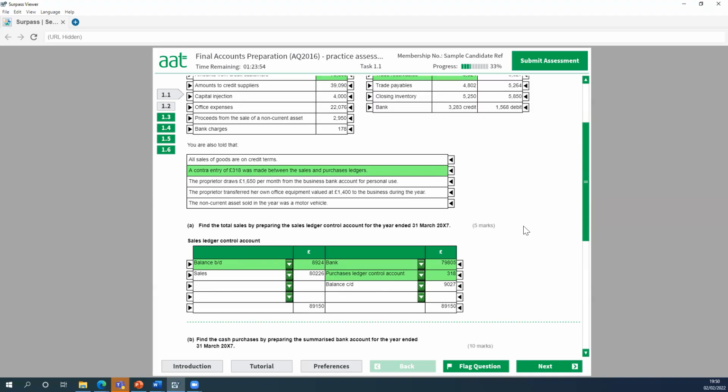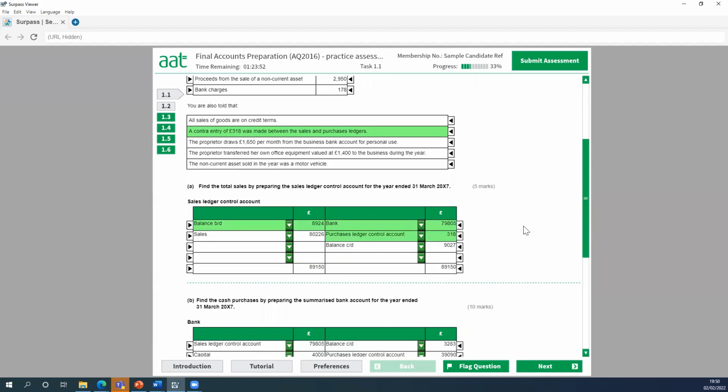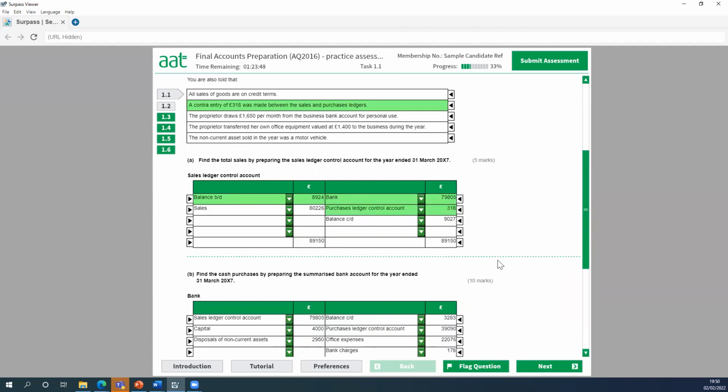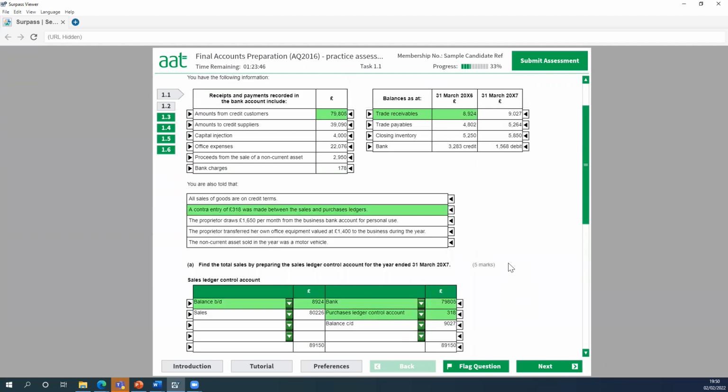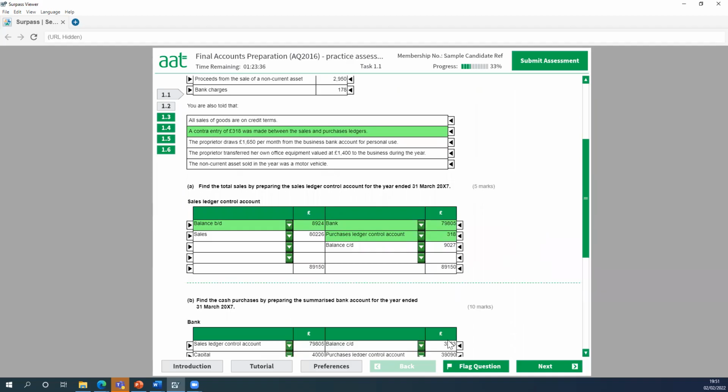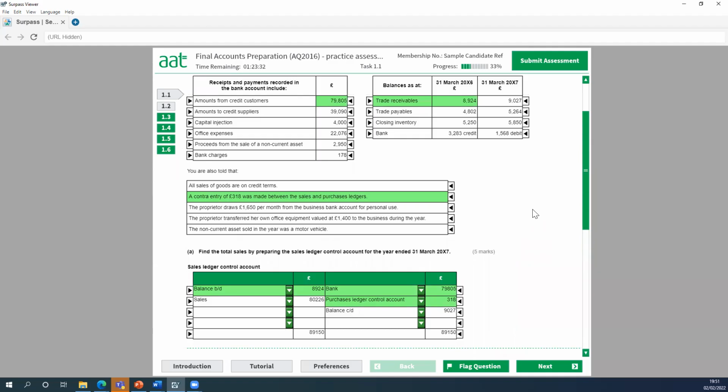Next question, we need to find the cash purchases from the summarised bank account. So I've put all this information in, but let me show you. As far as your bank is concerned, it tells you here that the opening balance is on the credit side of £3,283. I've put that as a balance carried down because the question says it's on the credit side. It means they were overdrawn, doesn't it?